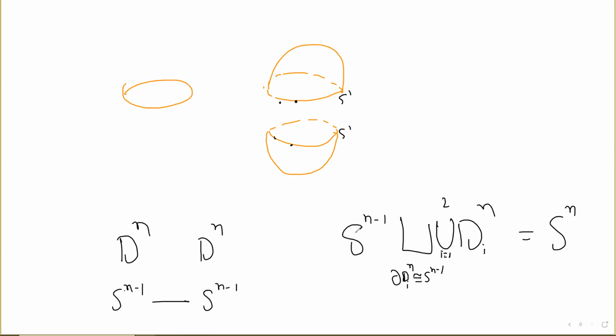So you start with S0, which is 2 points, and then you bring in two lines and you build this, and then you bring in two disks and you build S2, and so on and so on.